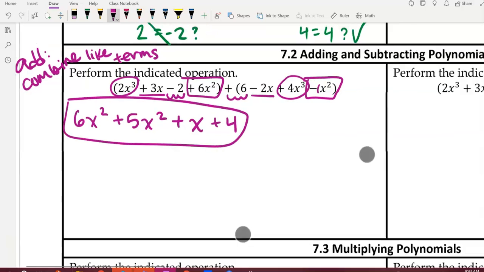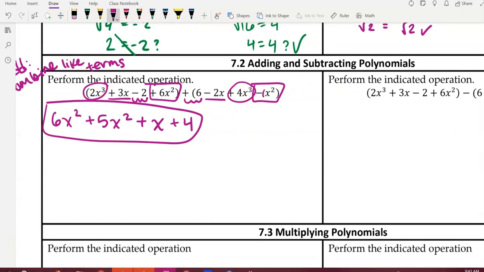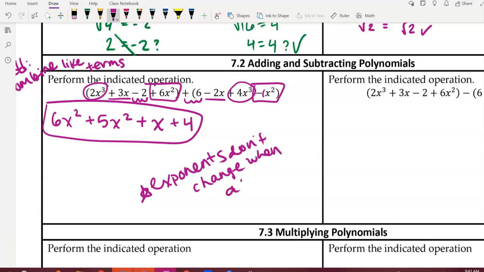All we did was combine like terms. When we add, we just add the coefficients. The exponents don't change. Let's make a note of that. Exponents don't change when adding or subtracting too. So we should say that, adding or subtracting. Only when we multiply or divide.